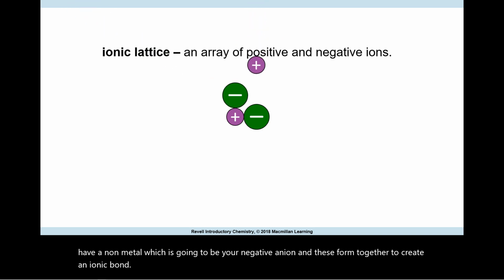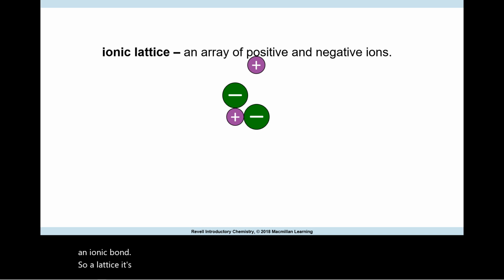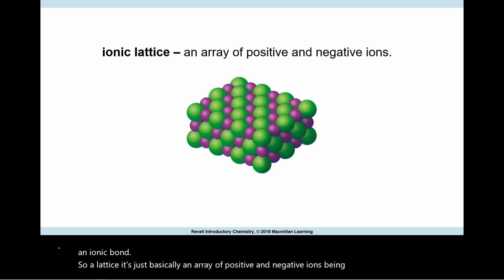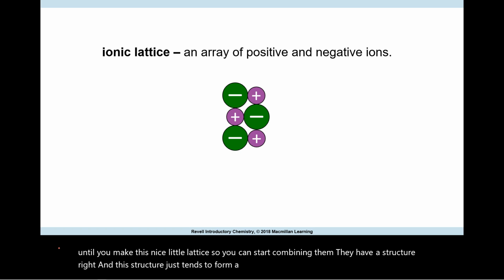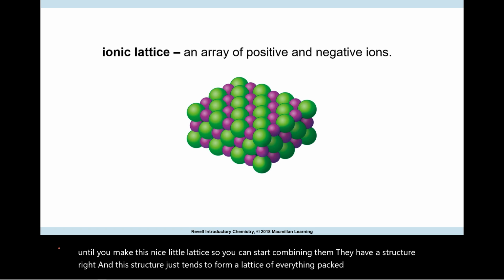So a lattice is just basically an array of positive and negative ions being combined together until you make this nice little lattice. So you can start combining them. They have a structure, right? And this structure just tends to form a lattice of everything packed together. So it's a 3D kind of structure.